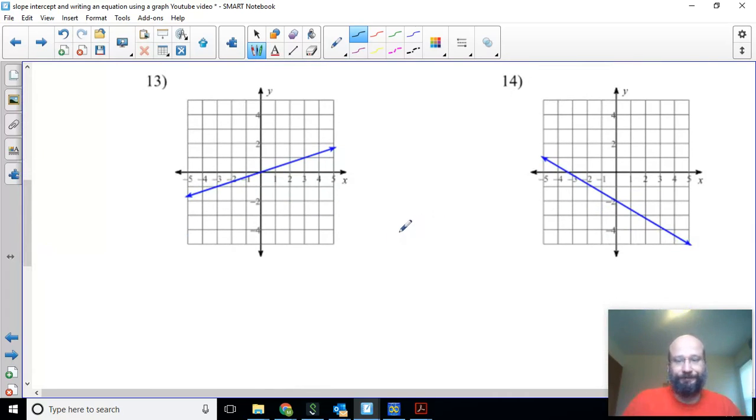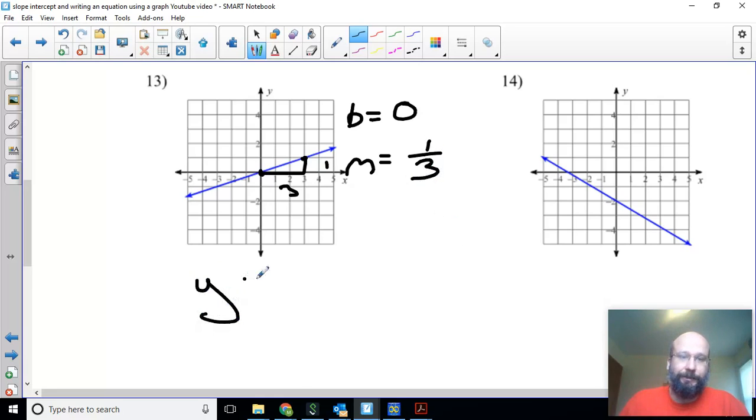So let's do this one. Number 13. Again, I'm going to find the b, and I'm going to find the slope. So where does it cross the y? It crosses the y right here at the origin. And that point is 0. My slope, I'm going to pick this point. It's 1, 1, 2, 3. So that's 1 over 3, positive. So my equation would be y equals 1/3 x plus 0.